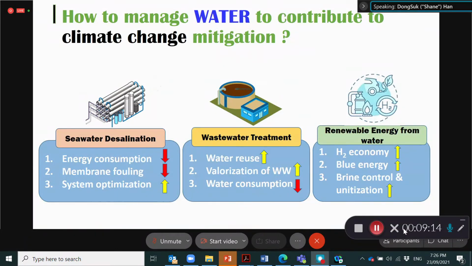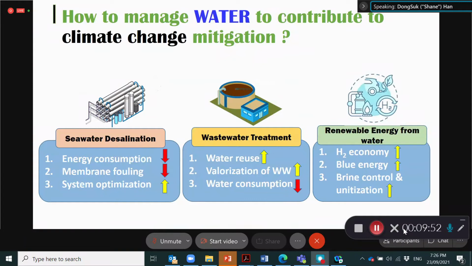And in wastewater treatment, of course, we need to do our best to reuse the released water and waste. We also need to develop technology to valorize the waste in water. For example, Dr. Sean introduced a technology where we can recover nitrogen and phosphorus from wastewater, even from urine. We also do our best to reduce water consumption in our life.